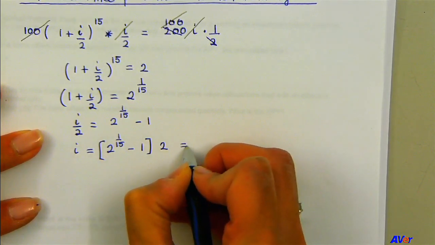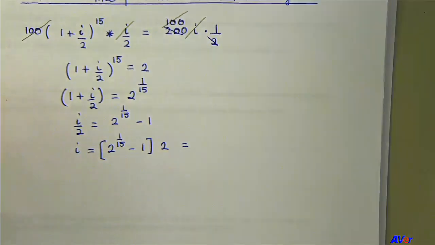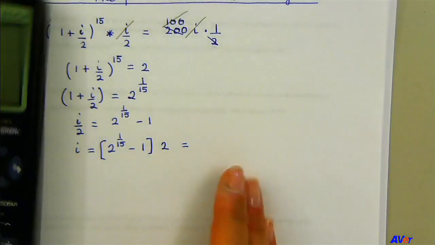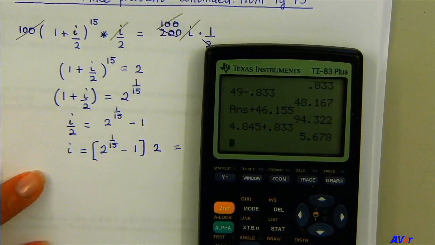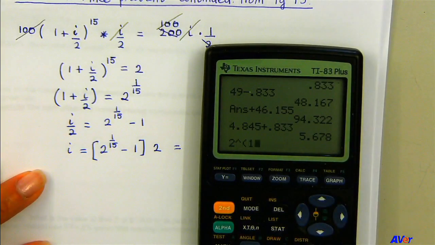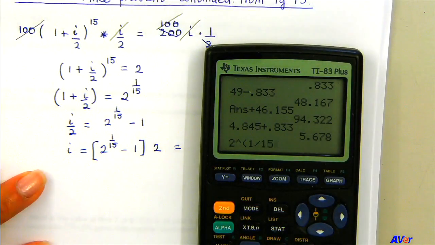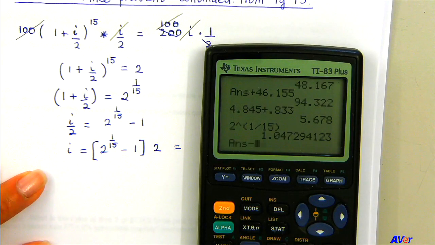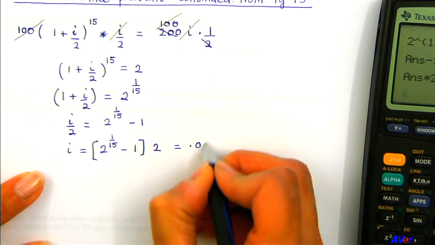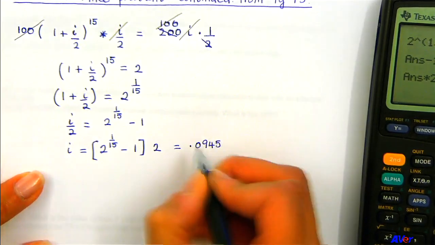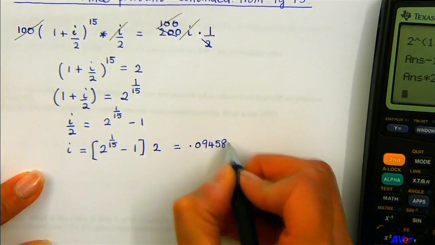When I do this, what do I get? Two raised to 1 divided by 15, minus 1, times 2. 0.094588.